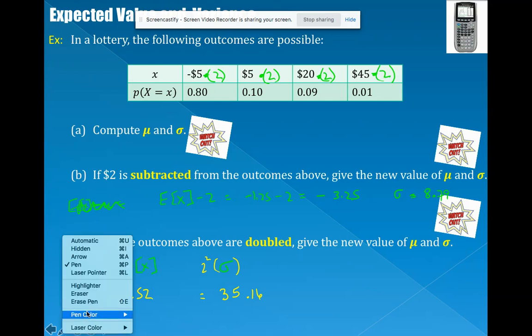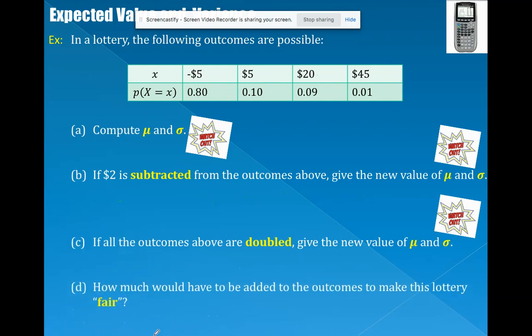Last thing. This really is the last one. How much would you have to add to these possible outcomes to make this lottery fair? What do you think fair means? Well, think about what our original expected value was. If we do this over and over and over again, expected value is a loss, right? It's a negative. Well, that's not fair. What's fair? You go losing sometimes, but you should also win sometimes. So in order to be fair, what should your expected value be over many, many trials? 0, right?